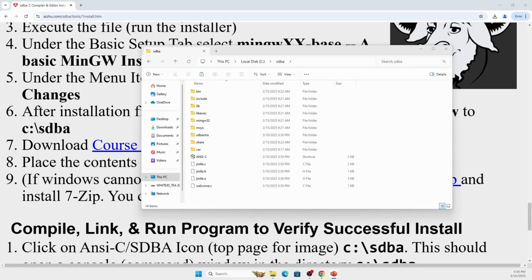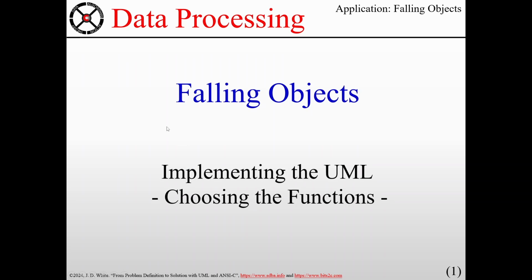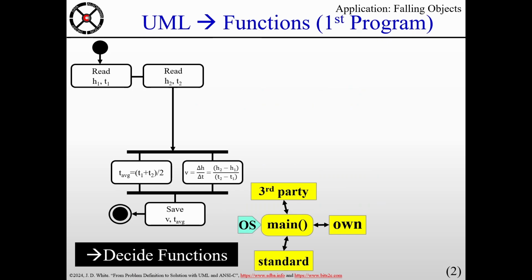All right, implementation. The next step, once we've got our UML, is to say, what sort of functions do I want to use for my program? So I start with my UML and I need to decide functions. Obviously, I can make choices. I can write my own function to do everything. I can write my own function to read. I could write my own function to calculate C mean, T average. I can write my own function to save. Or I could use a third party, or I could use a standard function.